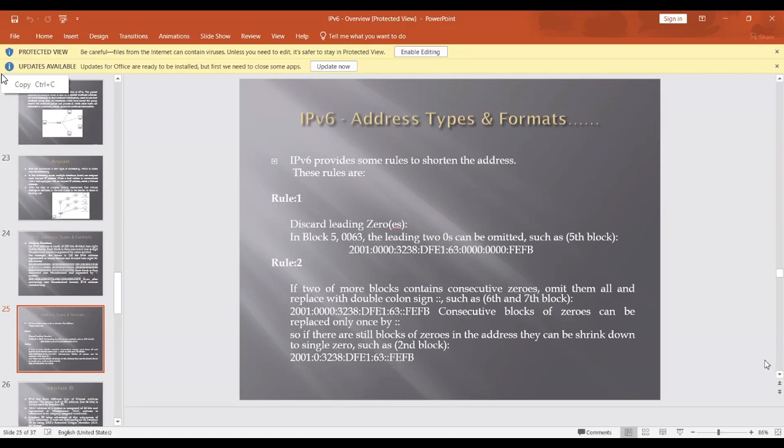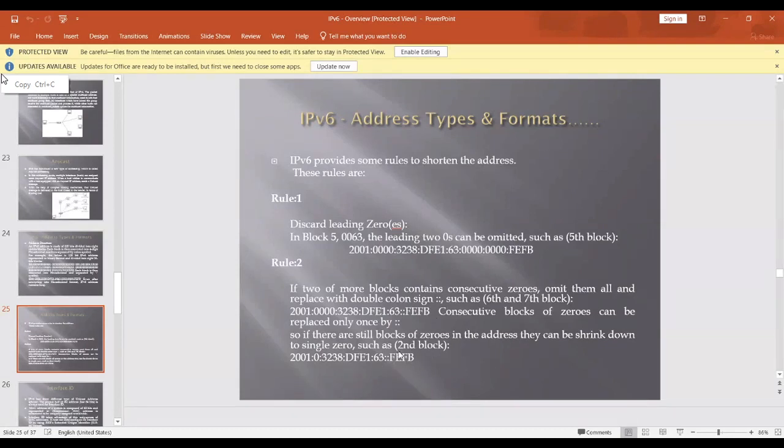That is, we can write 2001 colon 0, because the leading 3 zeros have been omitted and it is represented by a single zero. And 3238 as it is, and then colon. And this block also we can write as it is, DFE1. And already the leading zeros we have omitted, so therefore we take 63. And these two consecutive zero blocks can be represented by a double colon and the remaining block FEFB, right?